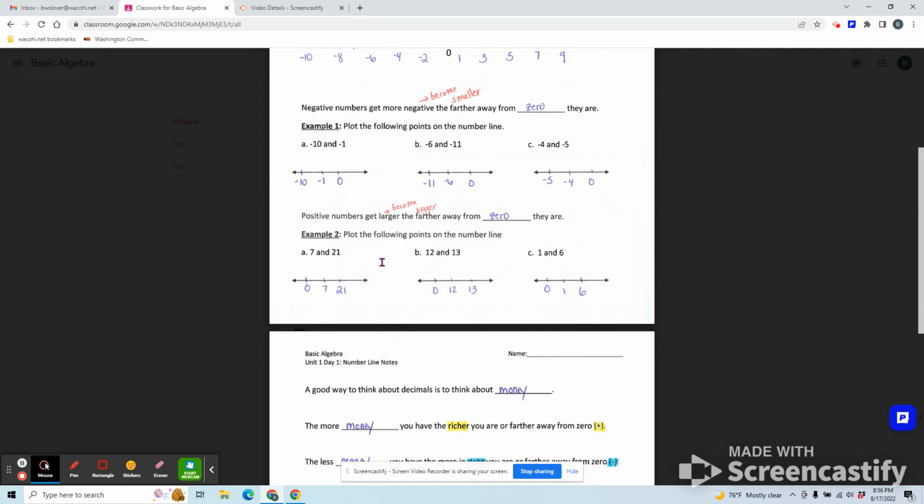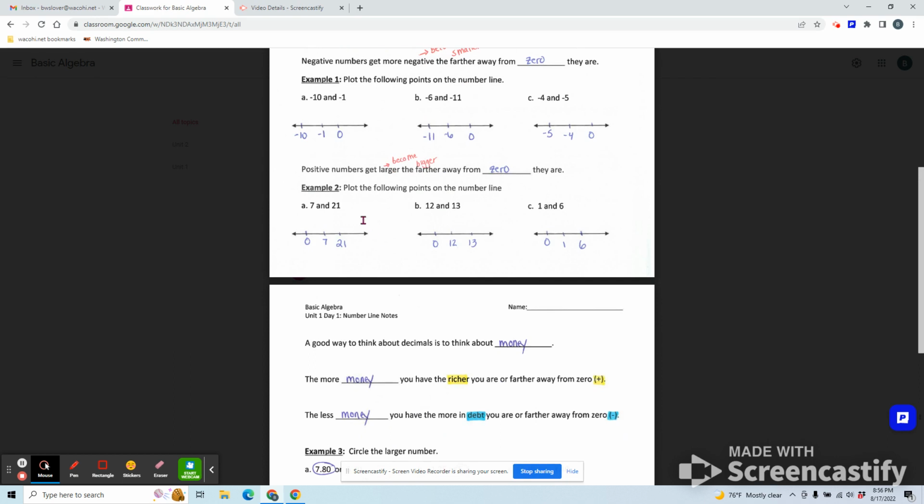The next example is positive numbers. So positive numbers get larger, or they become bigger, the farther away they are from 0. So we're going to plot the following points on the number line. I've got 7 and 21. So once again, we're still going to think of money. Would you rather have $7 or $21? I would rather have $21. That means that's my larger number. So that should be the number furthest to the right on the number line. So between 7 and 21, 21 is larger, it's furthest to the right. Once again, there's the 0, that's my reference point.